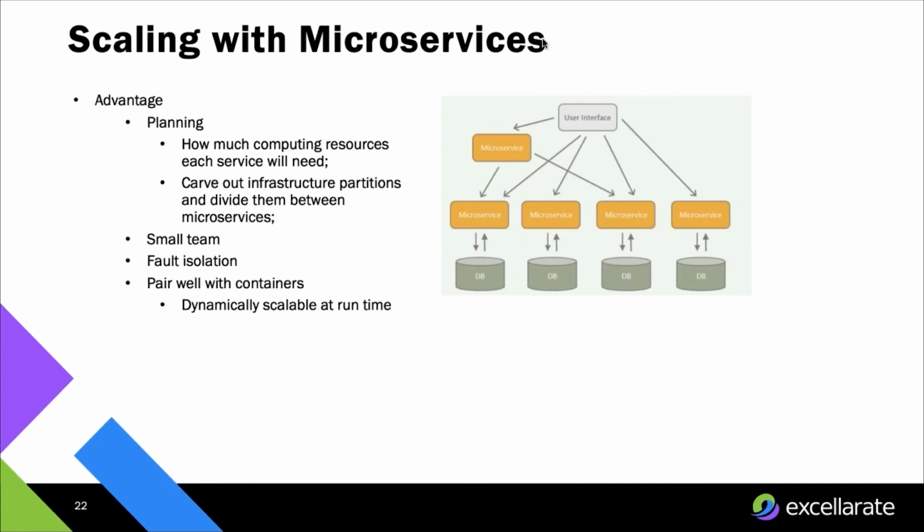So that way we can carve out the infrastructure partition and divide them between the microservices. The small team will just follow the same. Fault isolation is one of the benefits. So that way you really know where the issue is. They pair well with containers, which helps them scale dynamically at runtime. So that's the dynamic scalability that we can get if we containerize our microservices into containers.